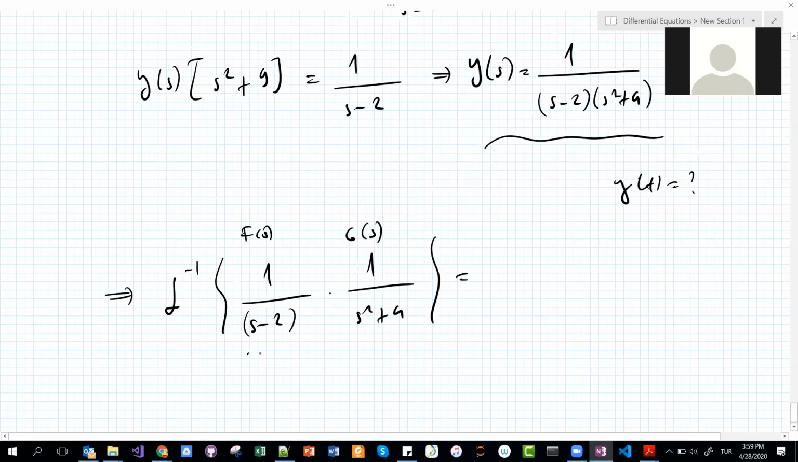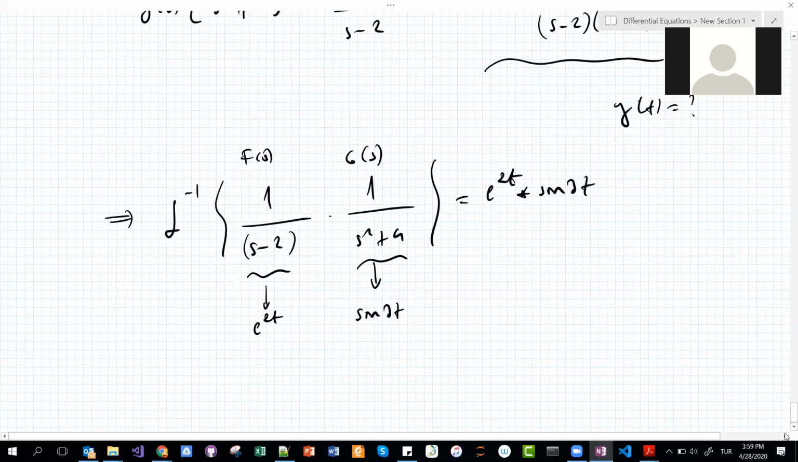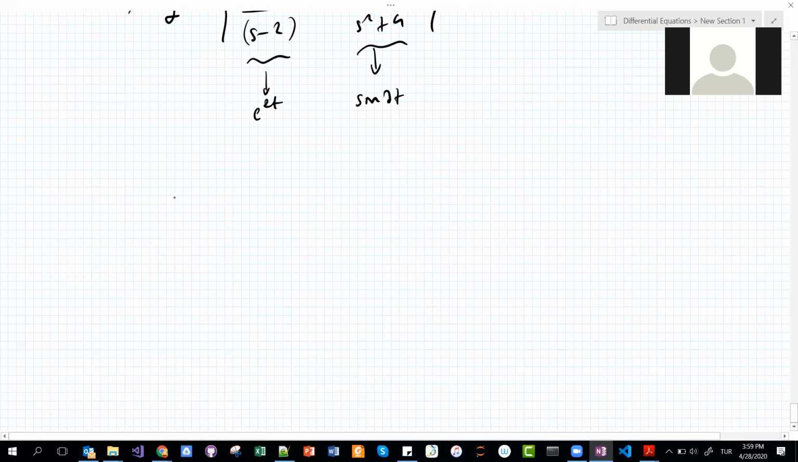What I will do, I will take the inverse of it. The inverse of this one is going to be e to the 2t. So I'm going to have here the e to the 2t. And then the inverse of this one is going to be sine 3t. Okay, convolution by the sine 3t. So my solution then is going to be y of t is equal to e to the 3t convolution by, sorry, e to the 2t, my bad, e to the 2t convolution sine 3t.